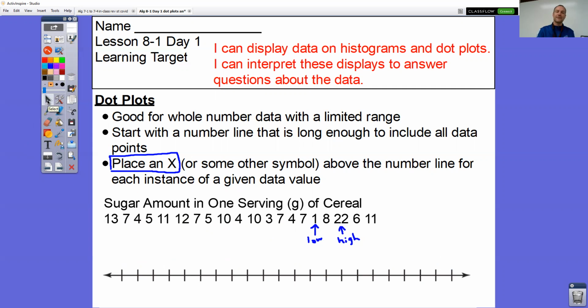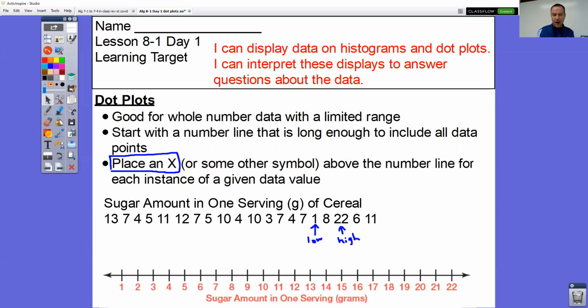Now, sometimes you might have to count by 2s or by 5s or by something like that. But most of the time, you're just going to count by 1s. So I already have that done. You should always label what that is at the bottom as well. So I have 1 through 22 on my number line.